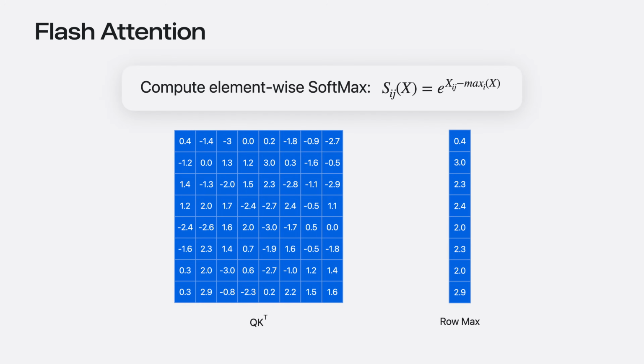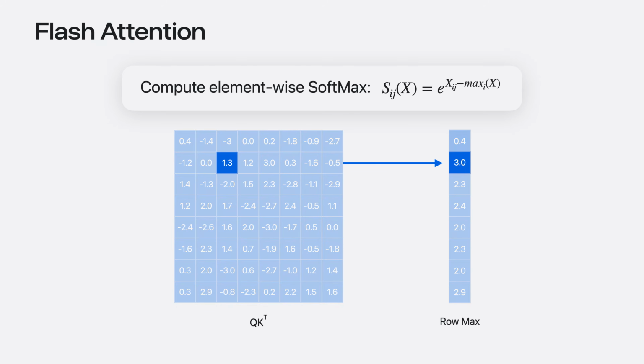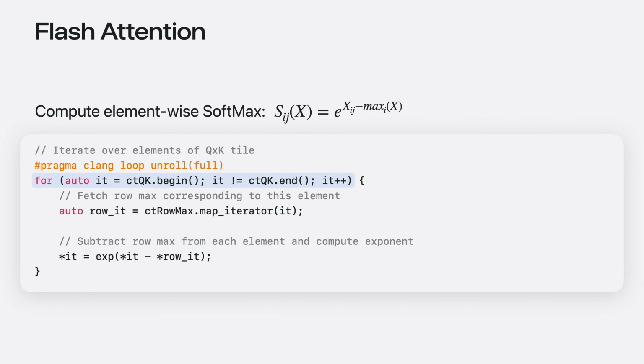These two cooperative tensors have different shapes, so to help map between them, Tensor Ops also include a map iterator function. Given an iterator pointing to an element in the 2D tensor, it returns an iterator pointing to the corresponding element in the reduction destination. First, set up a loop over the 2D cooperative tensor using iterators. Then call map iterator to map each element to its corresponding row max. Finally, dereference these iterators to compute the softmax and store the result back into the cooperative tensor.